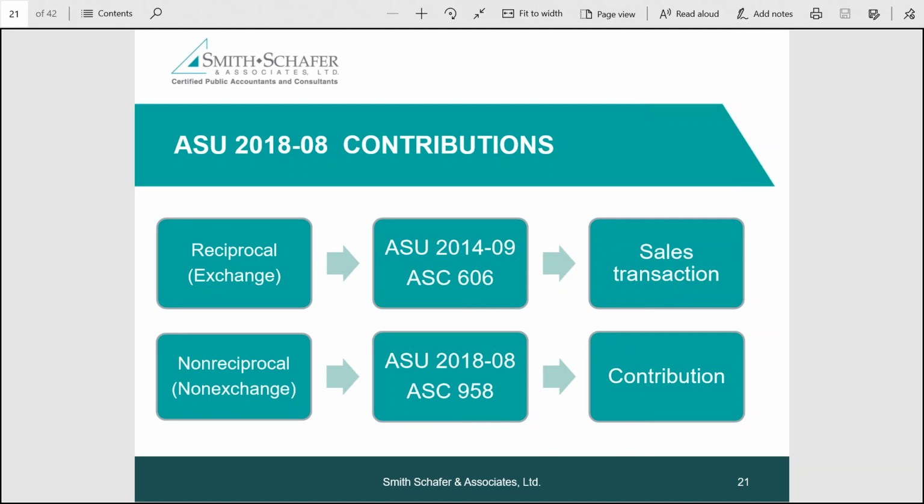Non-reciprocal transactions would be, I'm going to give you $10,000 to help feed the homeless in Minneapolis. Well, I'm not receiving a direct benefit from that. I have nothing in exchange, so that transaction is a non-exchange, non-reciprocal, and is thus a contribution transaction, and is accounted for under the non-profit standards and codification. So if you have any contracts with government agencies, this is the big thing that they're trying to focus on and fix.